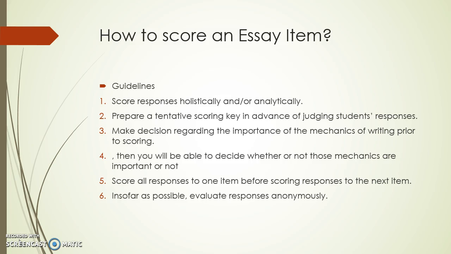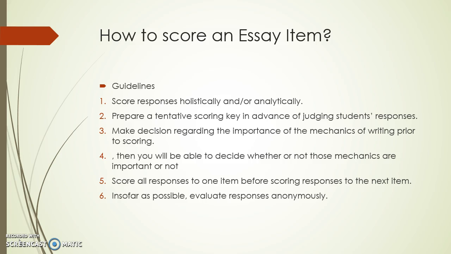The fourth guideline is to score all responses to one item before scoring responses to the next item. This means that if you have several essay items on a test, then you should score number 1 for every student, then number 2 for every student, and then number 3, and so on. You should not score number 1, 2, and 3 for the first student and then move on and do the same for the next student, because scoring your essay items will be inconsistent for each student, and that could cause a problem when the students get their grades back.